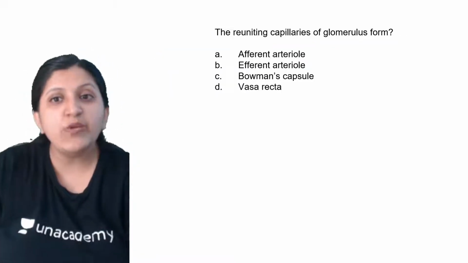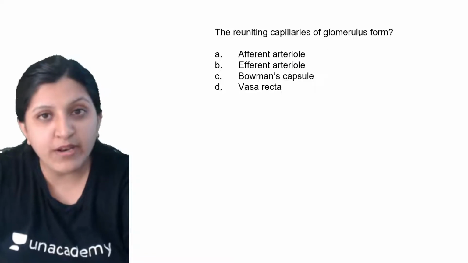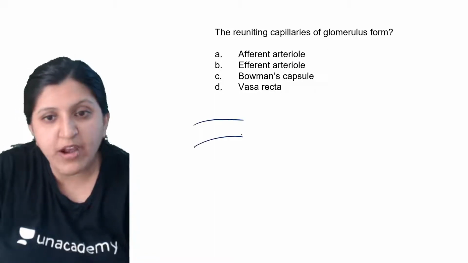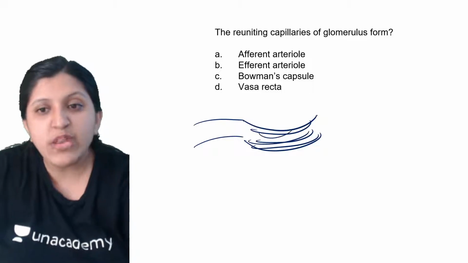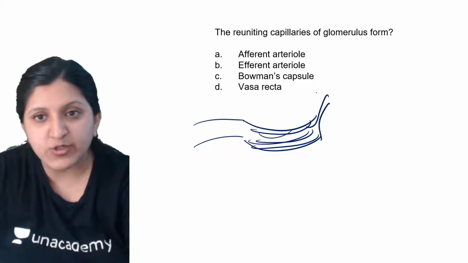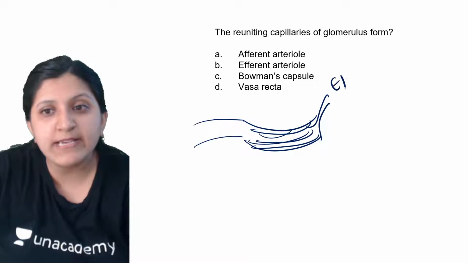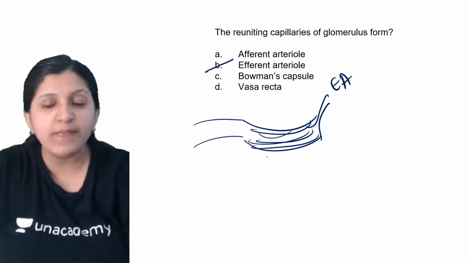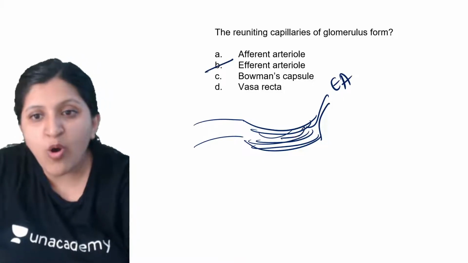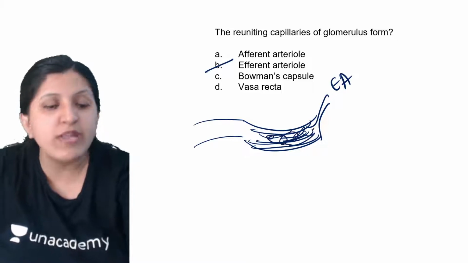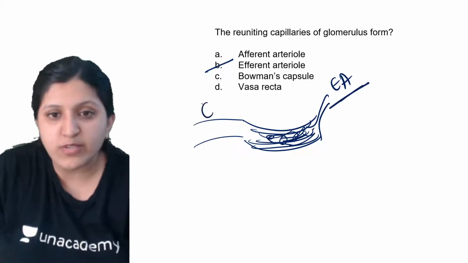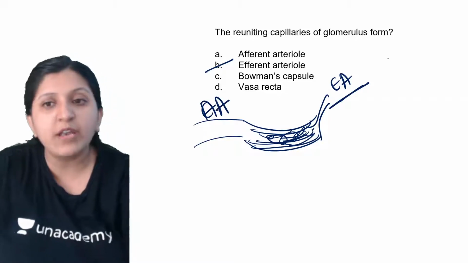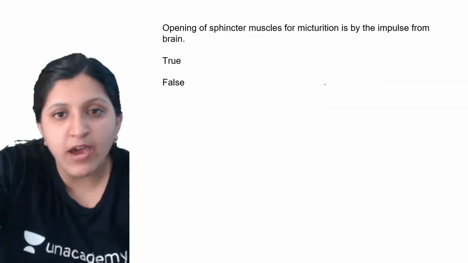Reuniting capillaries of the glomerulus form the efferent arteriole. The afferent arteriole was there, and then there is a capillary formation. Now all of them are reuniting, so this reuniting capillary is the efferent arteriole. All the capillaries here are reuniting and the efferent arteriole is being formed. So this one was the afferent arteriole, this is the efferent arteriole.